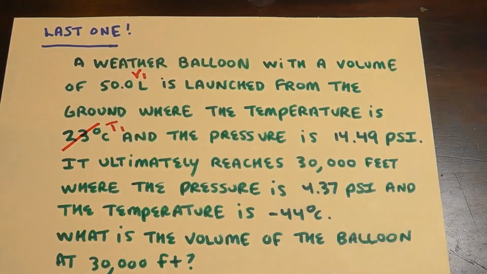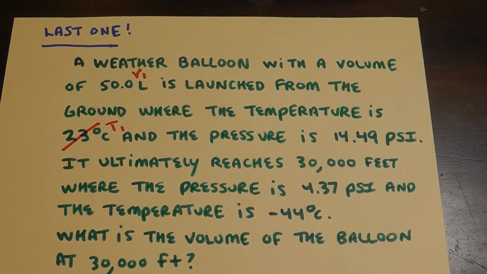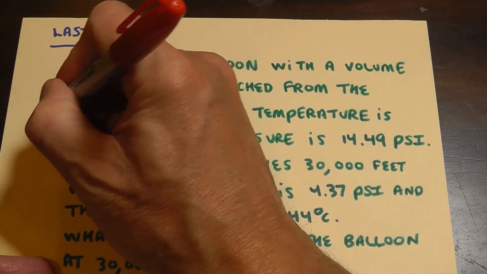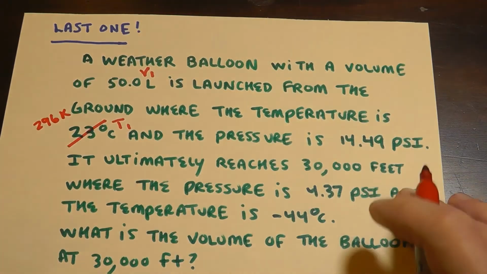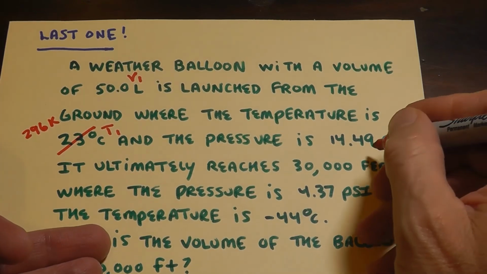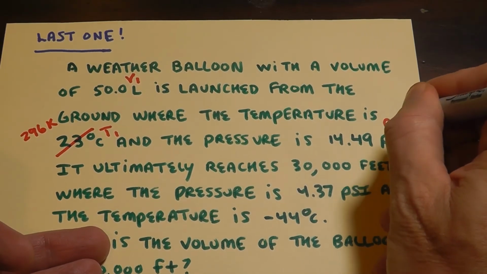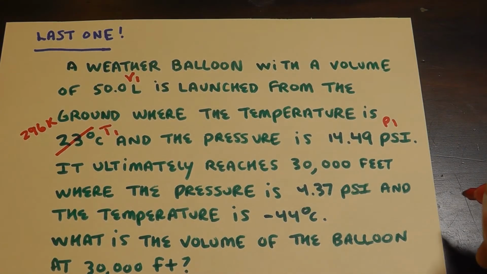I'm gonna go change it to Kelvins. 273 plus 23, 296 is T1. Pressure is 14.49. That's P1. Okay, we got a P1.